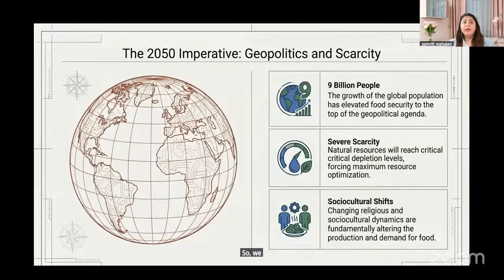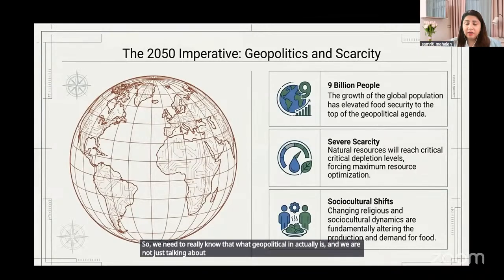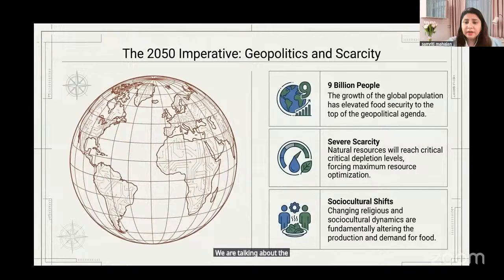So we need to really know what geopolitics actually is. We are not just talking about hunger, but about national stability. We are talking about trade sovereignty, and even along with that, conflict prevention. So that would be the first part.